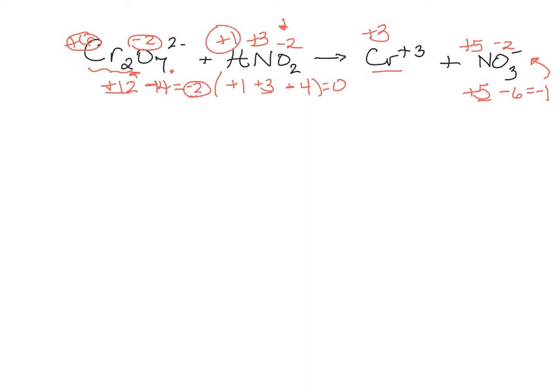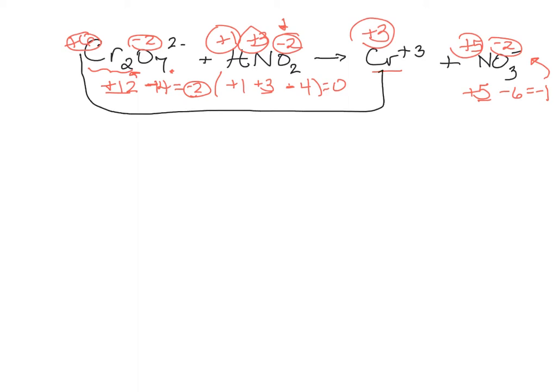All right, so I have the oxidation numbers for every single element on both sides of the reaction, and now I'm going to compare these oxidation numbers to decide what has been oxidized and what's been reduced. Chromium has changed its oxidation state from +6 to +3, meaning that it has gained 3 electrons. Remember, electrons have a charge of -1. And so LEO says GER: gain electrons, reduced.